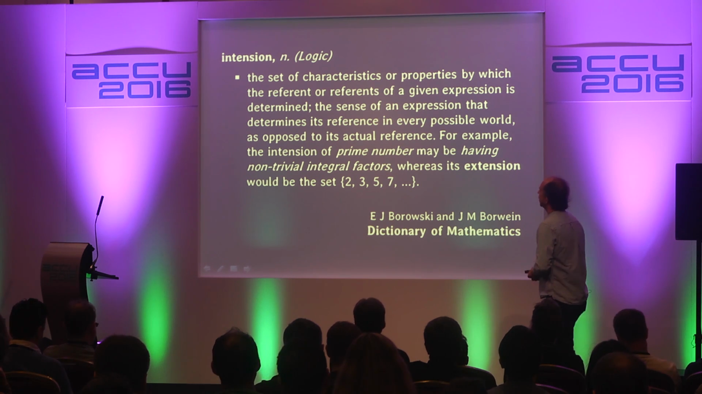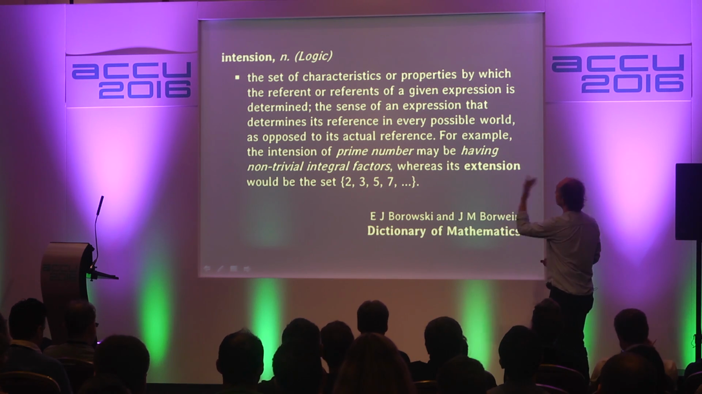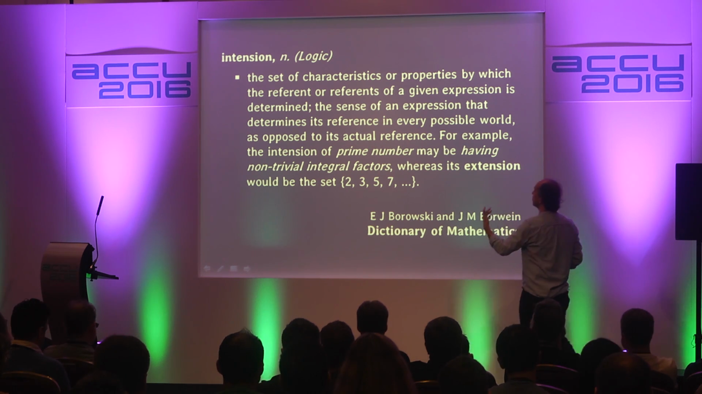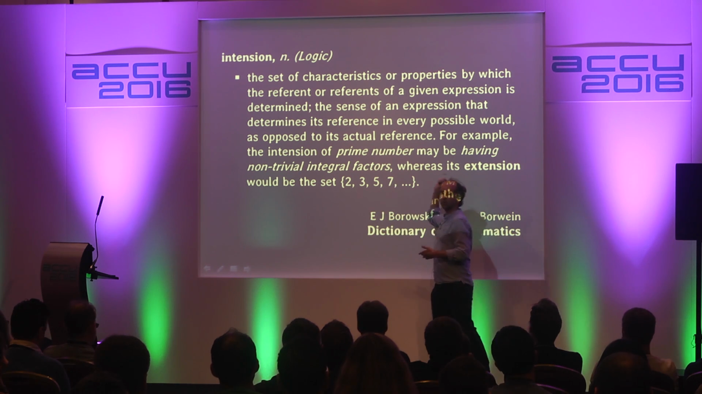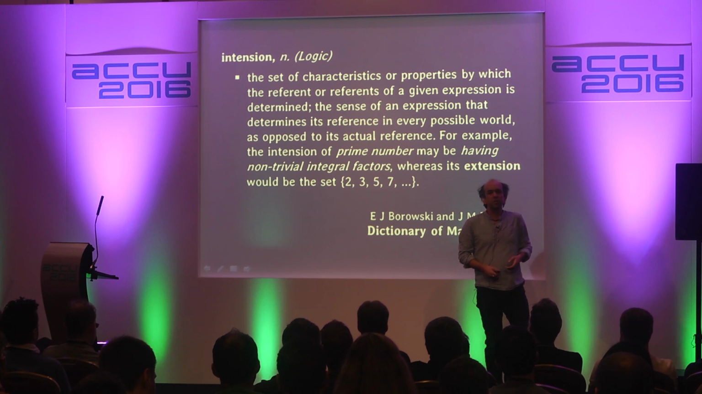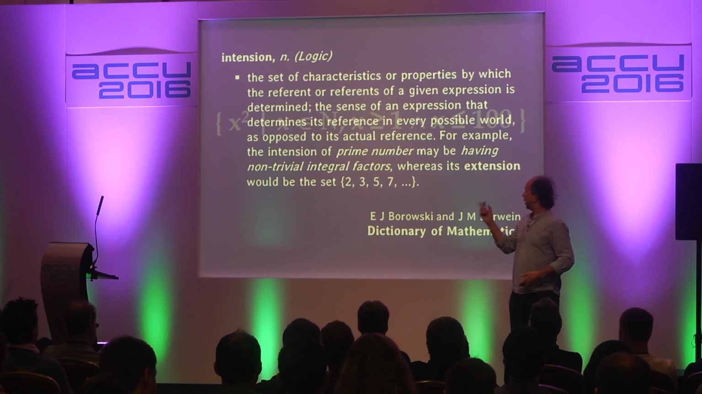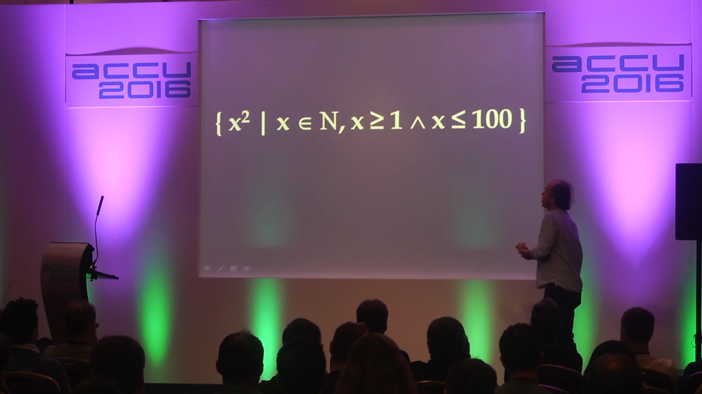It's the less usual. And intension, the set of characteristics or properties by which the reference of a given expression is determined. And so on. For example, the intension of prime numbers may be having non-trivial integral factors, whereas its extension is something more explicit, 2, 3, 5, 7, and so on. Okay, the idea is define the property, and what we're going to do is define a class of things like that. And we have this idea of an intensional expression.